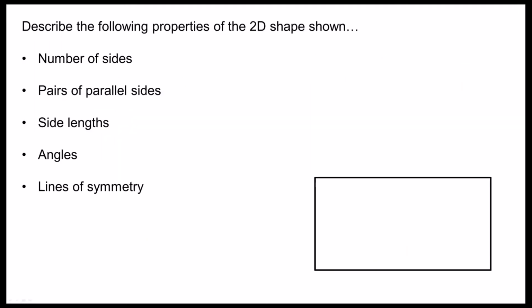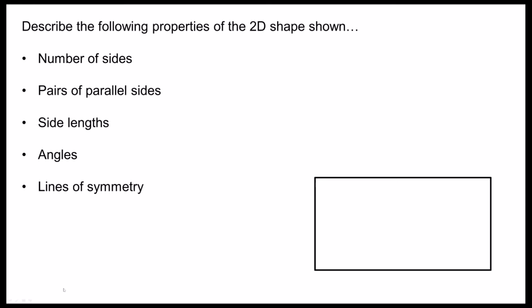To describe the properties of 2D shapes, you might need to know the following things about them. So, the number of sides, how many pairs of parallel sides there are, the lengths of the sides, anything about their angles, and if there's any lines of symmetry.